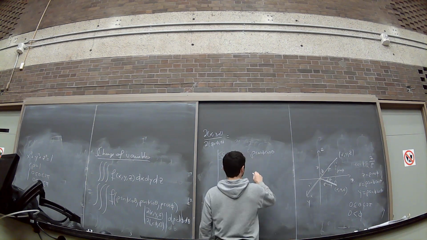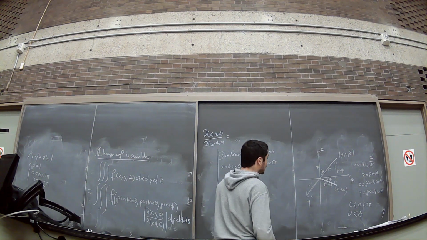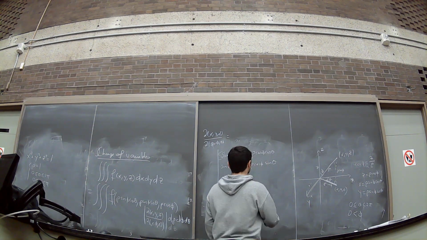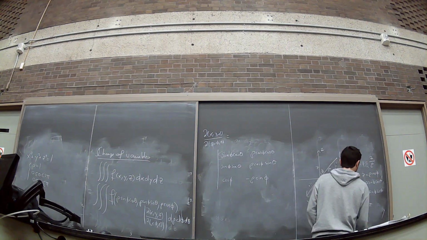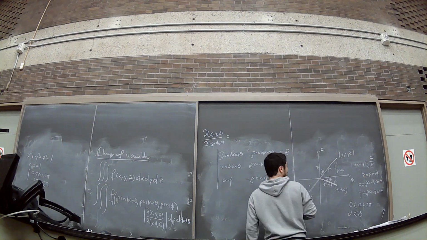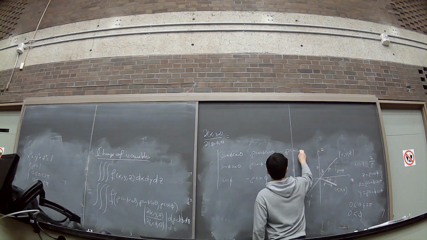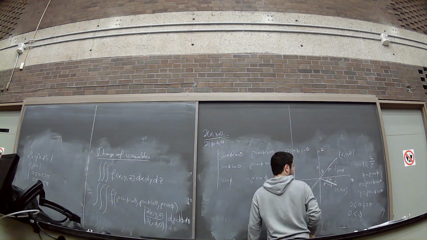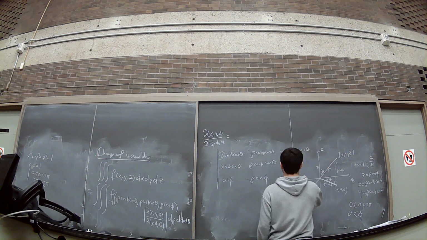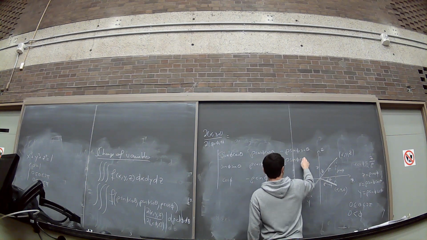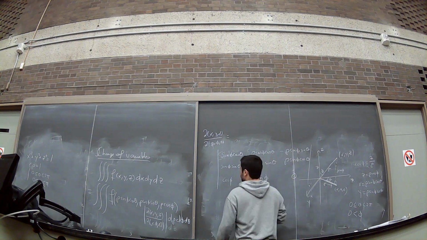Del y del phi is rho cos phi sin theta, right? And then del z del phi, what is that? It's minus rho sin phi. Great, now del x del theta, what is del x del theta? It's minus rho sin phi sin theta. Del y del theta is rho sin phi cos theta. And then del z del theta is 0.